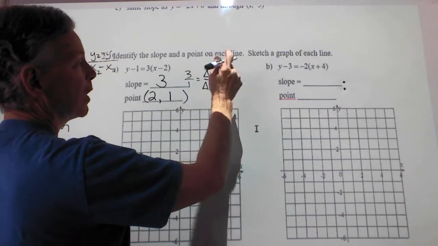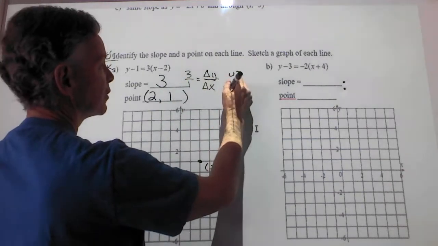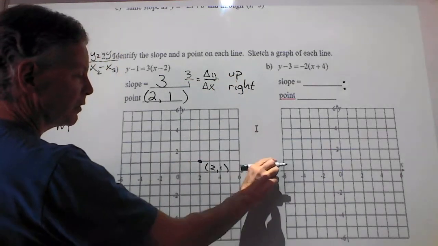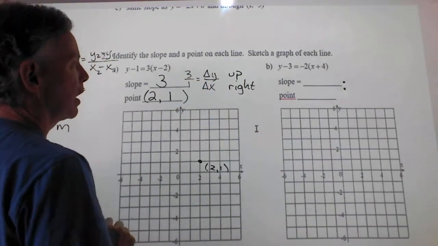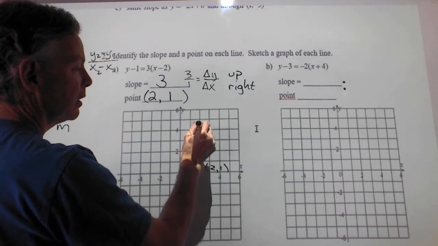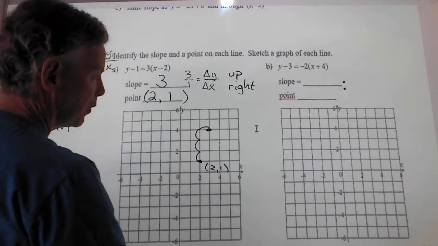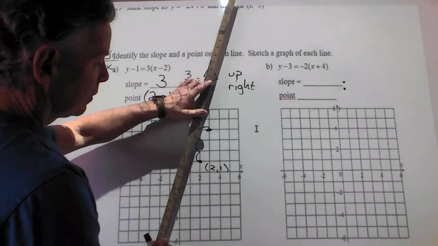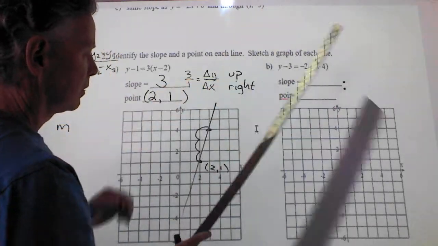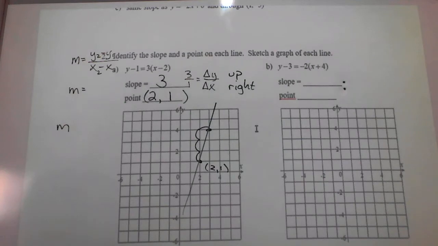So our change in y means you're going to go 3 up. Our change in x means you're going to go 1 to the right. So both positive directions, positive in the x, positive in the y. So from this point, we go 3 up, 1, 2, 3. We go 1 right. That gives us our second point. And by joining the points, we sketch our line. Okay? Good, good?